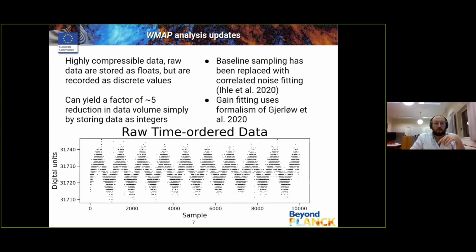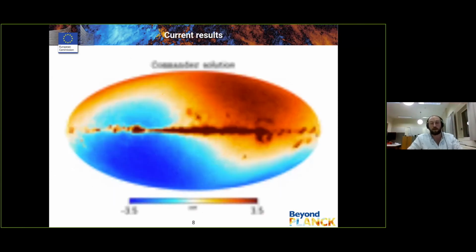I also want to point out that we have changed the analysis pipeline slightly in that we're not explicitly doing baseline and gain fitting as separate steps, but using the noise and gain sampling that Eirik and Håvard described in their earlier talks. And with that, and with the caveat that this is very much a work in progress, here are the current results as they stand.